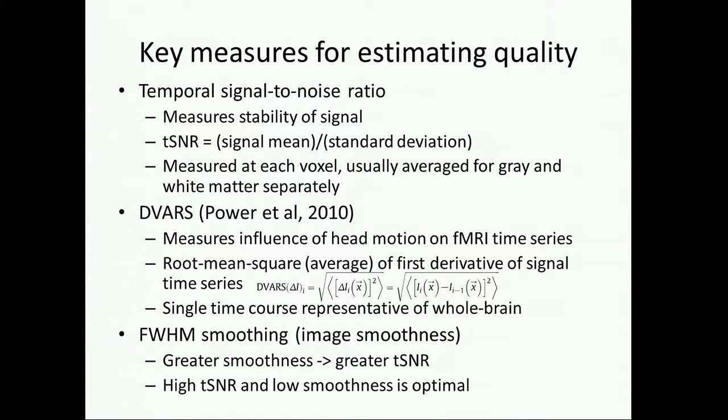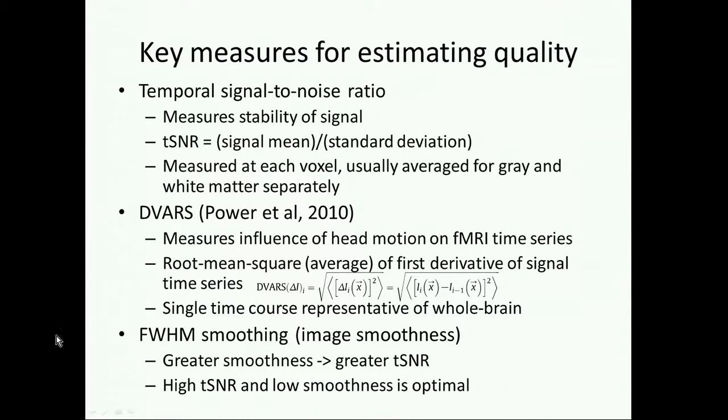Then you have this thing called the DVARS metric. This was kind of recent. DVARS is a time series measure. The point of DVARS is to detect the influence of subject head motion on a full fMRI data set. It's computed by taking the first derivative of the time series of all the voxels and computing the root mean square average. Basically, it generates a single time course representing the total amount of shot-to-shot variation. I'll show you this in a bit.